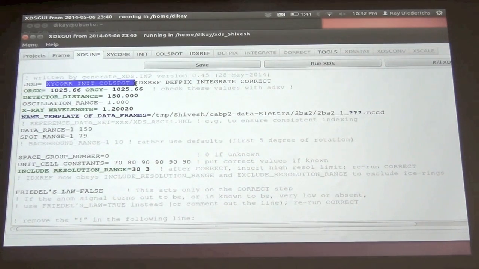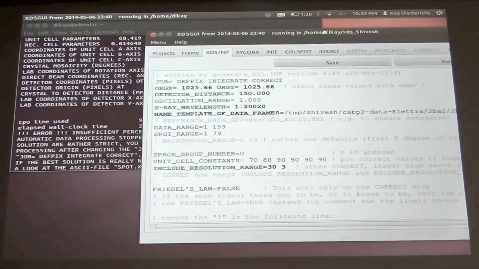So I can just continue. I would remove those first steps that have run nicely. We have some solution, and we will integrate it in P1. And now it's running.